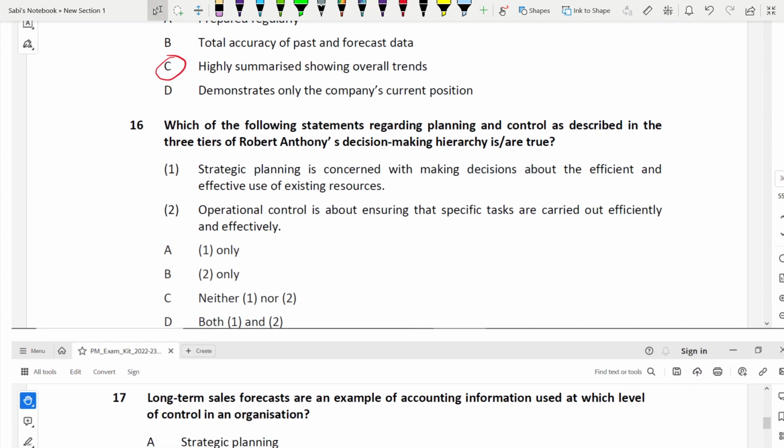16. Which of the following regarding planning and control, as described in the three tiers of Robert Anthony's decision making, is true? First, strategic planning is concerned with making decisions about efficient and effective use of existing resources. B, operational control is about ensuring specific tasks are carried out efficiently and effectively. So it's B. Only this is correct. Why? Strategic is not only about existing resources, it also means the future. Future resources as well as existing resources.